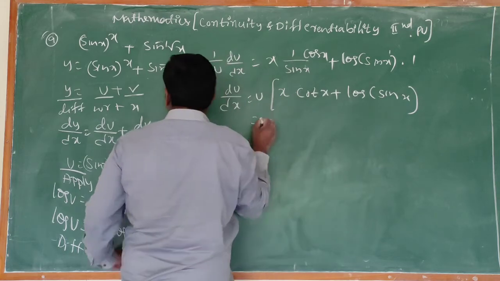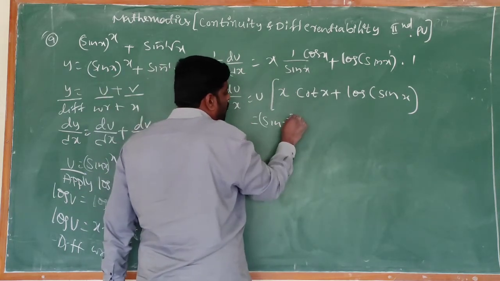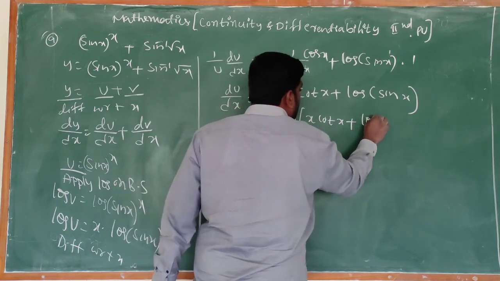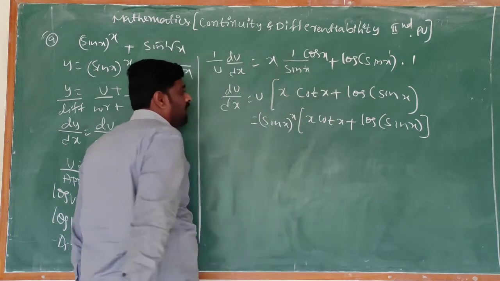So now what is u? Substitute the u value. (sin x) whole to the power of x into x cot x plus log of sin x. This is du by dx.